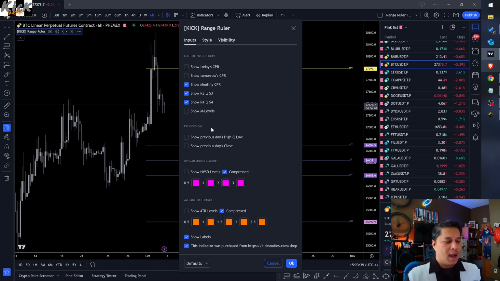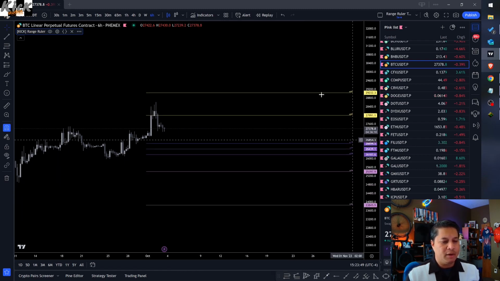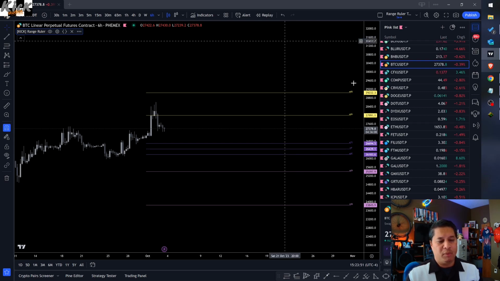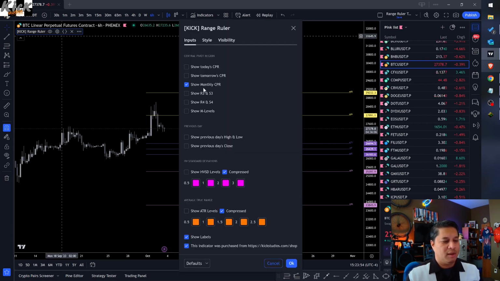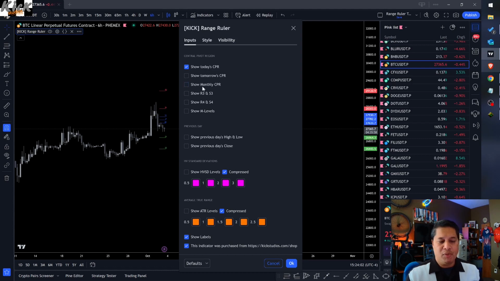Okay, now moving on, we already talked about R3 and R4 and how you can turn them on and off. I just do want to point out that if you turn them off, it also removes them from the monthly, so this applies to both today's and the monthly CPR. I'm going to switch back now off the monthly, and you can have them both on at the same time too, just so you know.